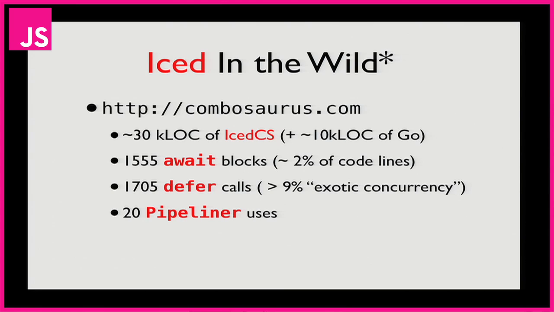But just to give you a sense of how that breaks down with our new keywords, it turns out about 2% of those lines use these await blocks, and about 9% of those await blocks are using more exotic concurrency than just straight line A, then B, then C. So we're actually getting a lot of use out of the power within the library. And even this pipeliner class shows up 20 times.